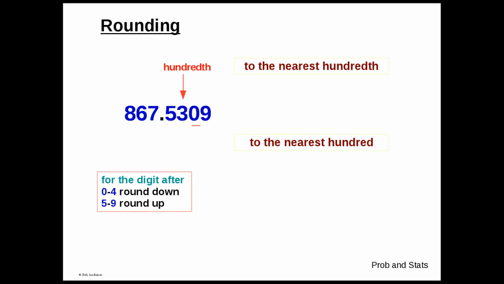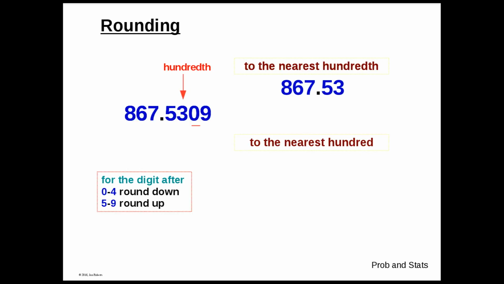In this case, we want to round to the hundredths place. So looking at the digit after it, the 0 in the thousandths place, that's a 0 through 4. That means I'm going to round down. The result will be 867.53, which is as close to the original number as I can get when I only have 2 digits after the decimal point.